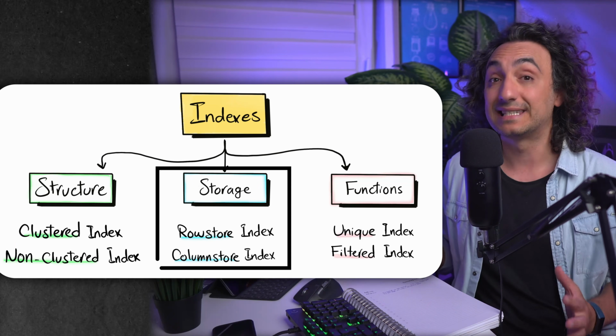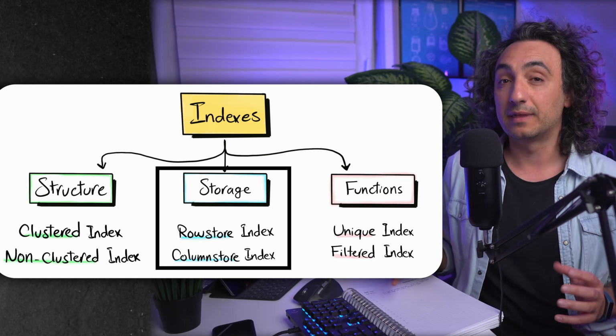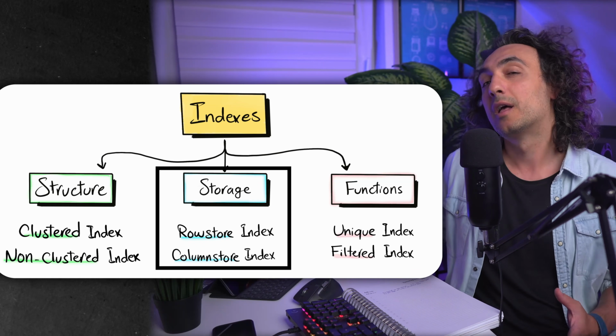Now we're going to move to the second category, where we talk about the indexes by the storage, the row store and the column store.